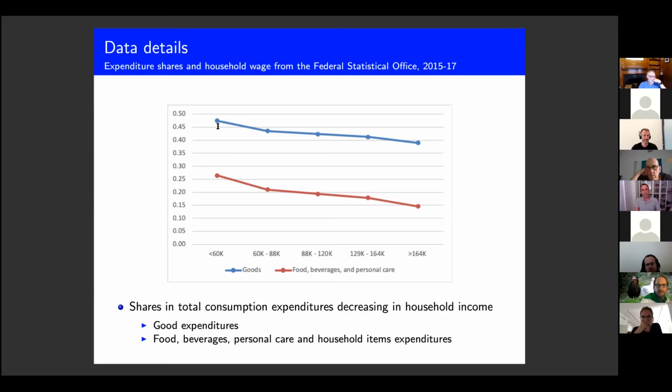You can see that the share of expenditures in goods is decreasing in income. And also the share of spending in the goods that we cover in our data is about 20%, and it is slightly declining in income. So we're going to cover this part of the expenditures. Again, the literature has mostly focused on the fact that services versus goods shares vary by income. In Switzerland, that is also true. But we're going to look at within goods, what's the variation in inputs.